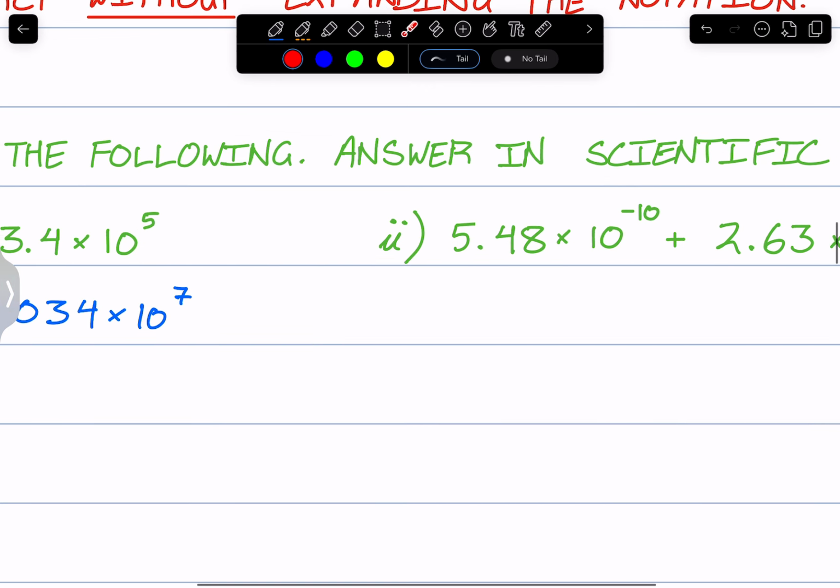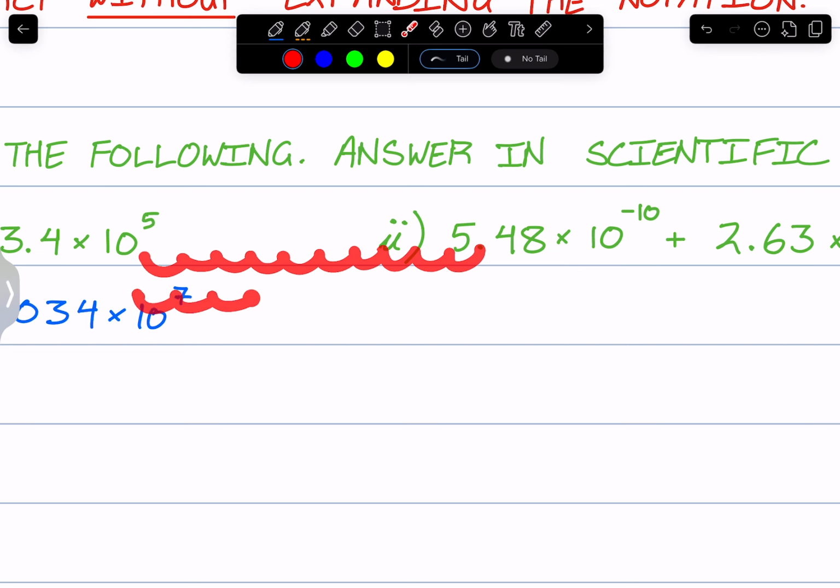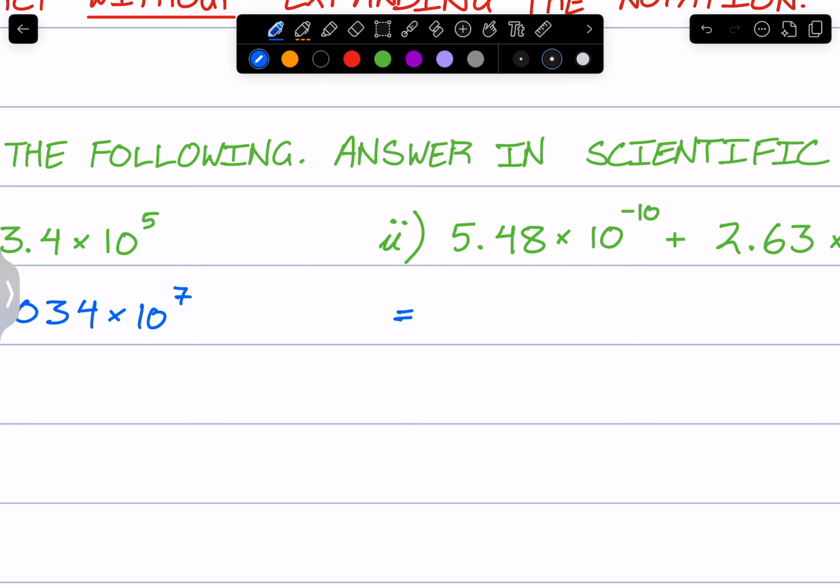Oh, a bit too large there. So 1, 2, 3, 4, 5, 6, 7, 8, 9, 10. But if I now want to move this 9 instead of 10, it's going to go 1, 2, 3, 4, 5, 6, 7, 8, 9. So notice how the decimal will stop here. 0.584 times 10 to the power of negative 9.